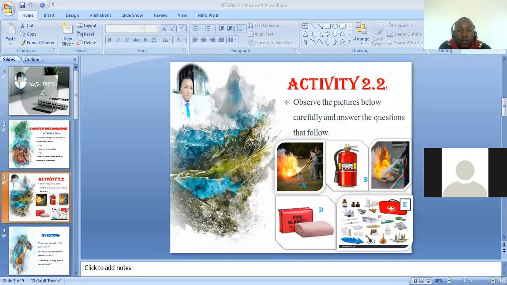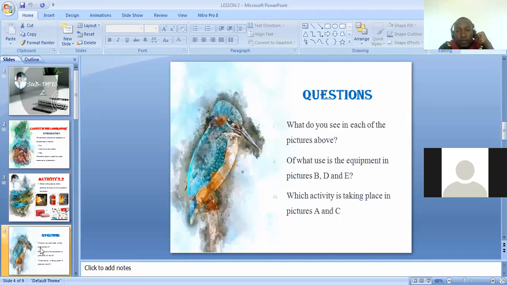So our activity goes as: observe the pictures below and answer the questions that follow. Among the questions include the following. As you looked at the pictures, what do you see in each of the pictures above? I will take you back to the pictures and respond to Roman 1, which says, what are we seeing in each of the pictures above?